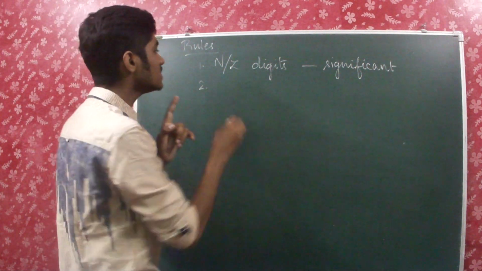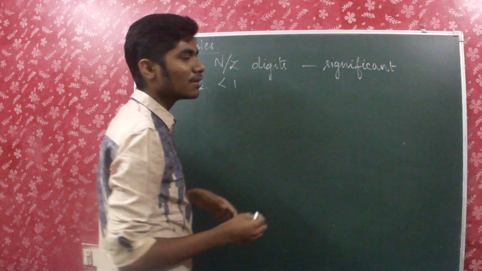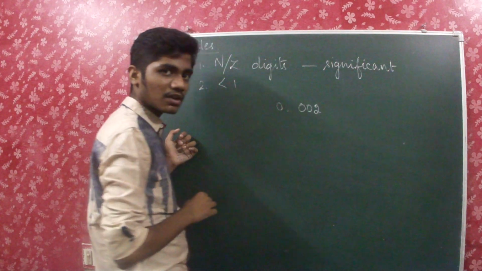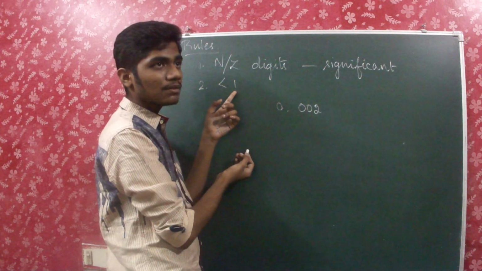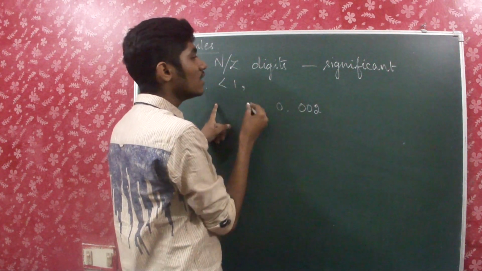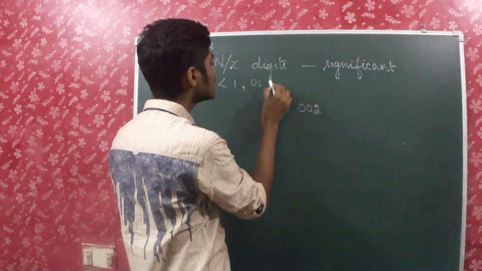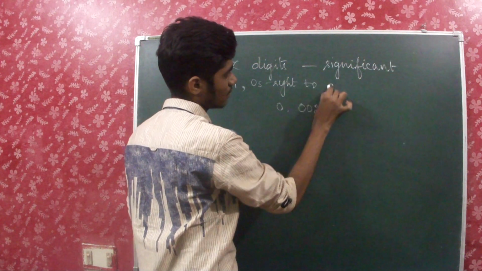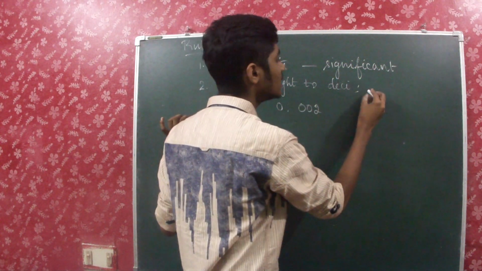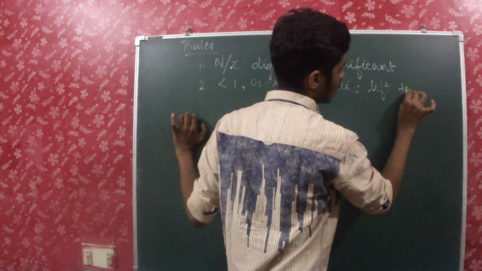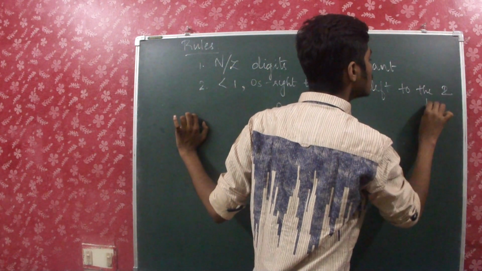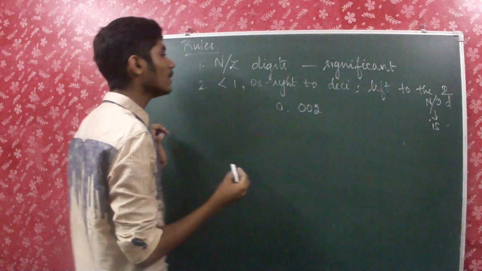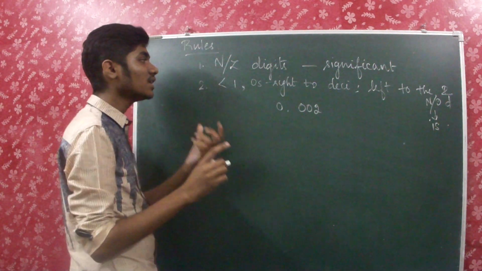If a number is less than 1, can you name one number which is less than 1? 0.002 is less than 1. Am I right? So if a number is less than 1, then the zeros which are right to the decimal point but left to the first non-zero digit are insignificant. So here what I have given is very important, listen to it carefully.